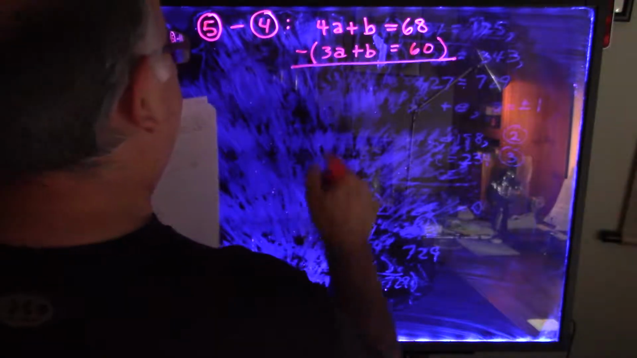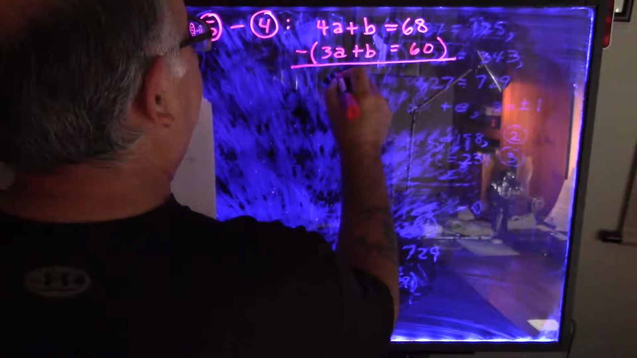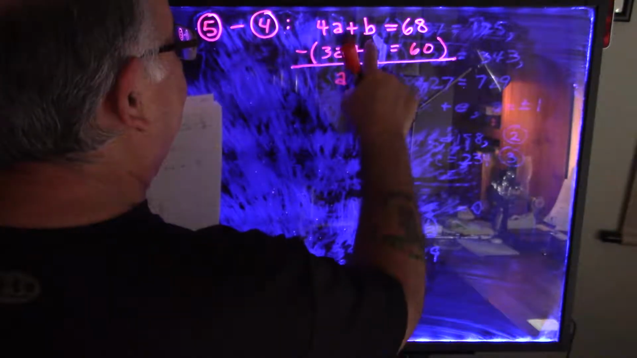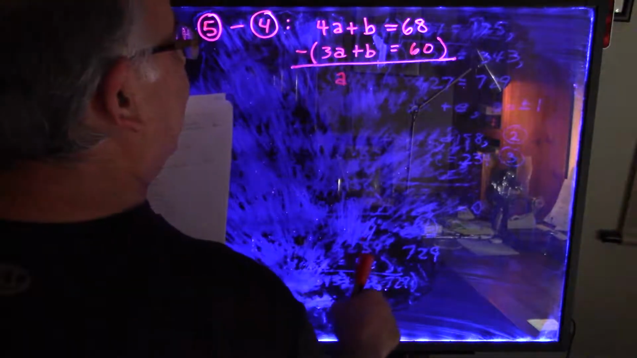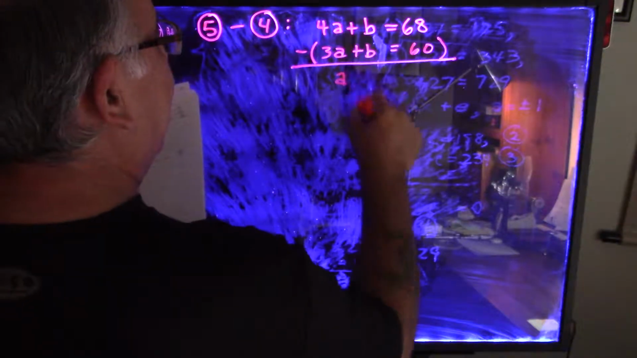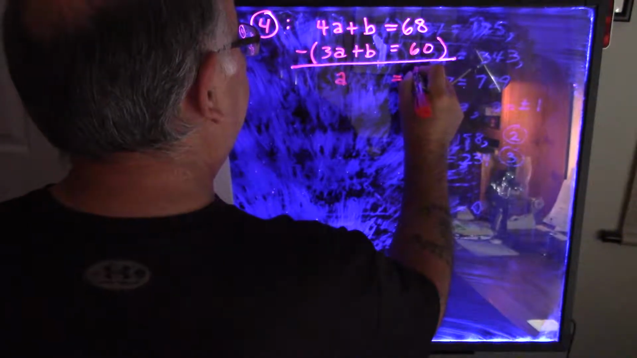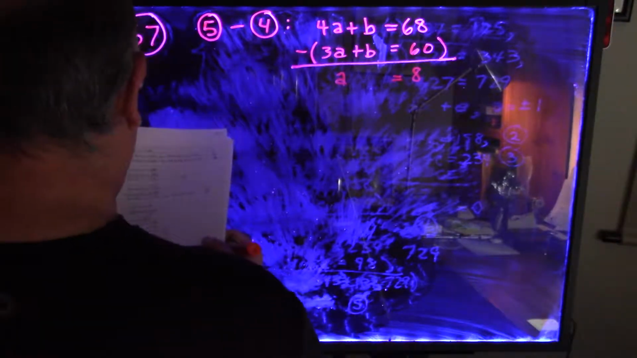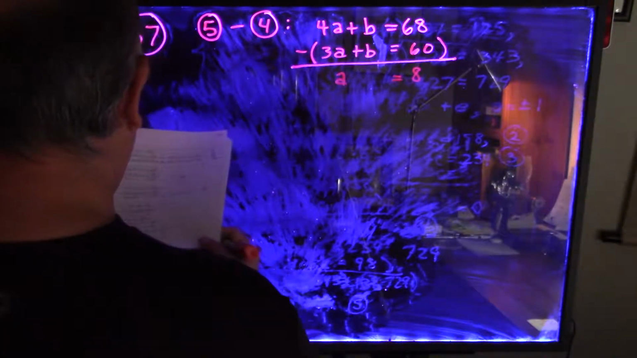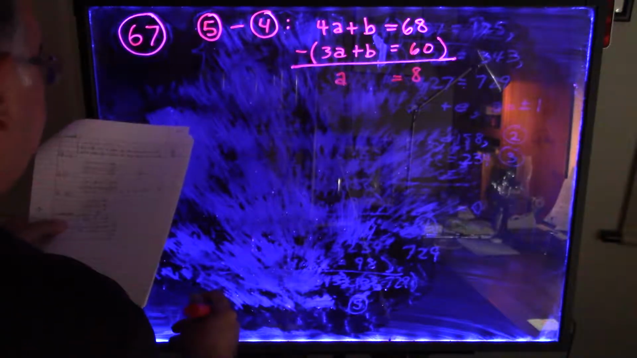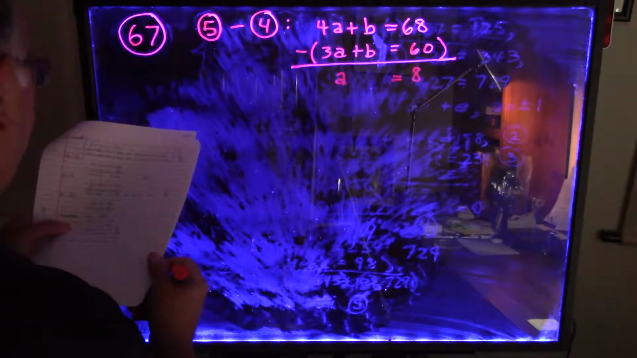Okay, so that's 4a minus 3a is a. What I'm doing is I'm eliminating the b's. That's why I set it up like this, because that would be the easiest thing to eliminate. Alright, so b minus b is 0, and then 68 minus 60 is 8. A equals 8.